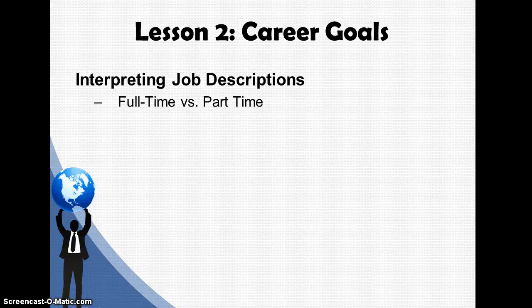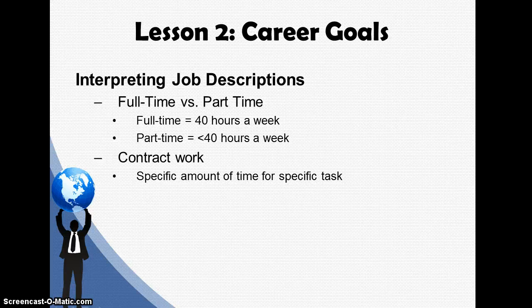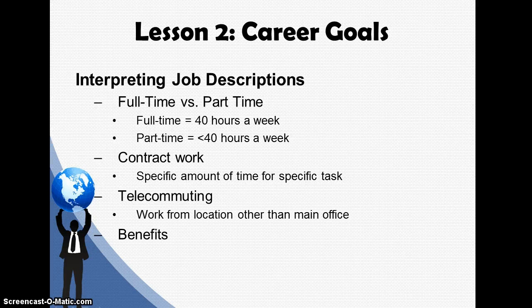Okay, then you need to really interpret the job description. So when you find a job and you're interested, is this a full-time or a part-time position? So in case you didn't know, full-time usually means that it's a 40 hours a week job. They expect you to be there at least 40 hours a week. Something part-time is usually less than 40 hours a week. Is this contract work? Is there a specific amount of time for a specific task? Again, that would be like maybe a web designer or a lawyer. It's just contract work. You're not like a hired-on employee. Telecommuting would be like maybe it's something where you can work from home. You don't have to drive into the office every day, which is kind of nice.